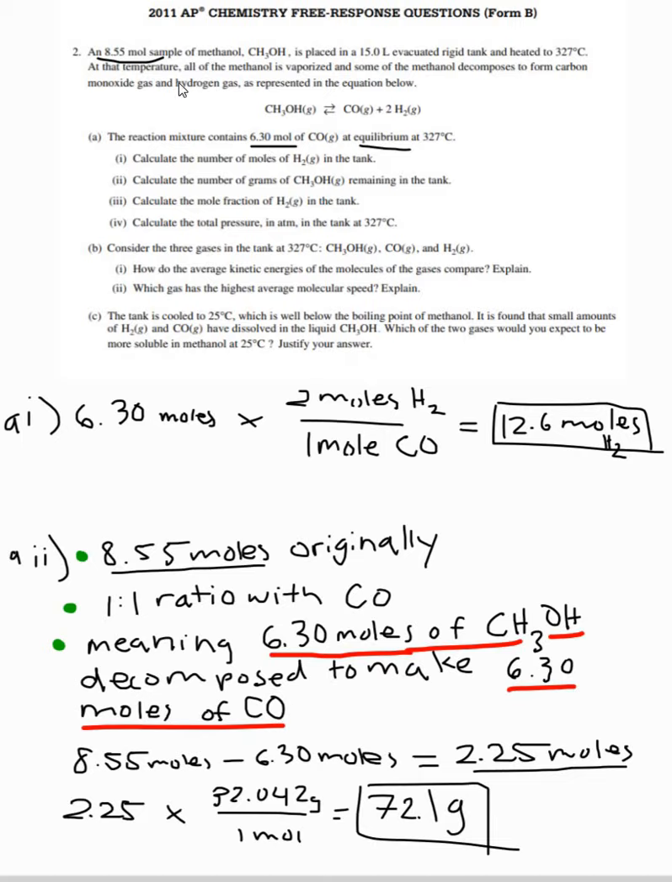So, knowing this, we originally had 8.55 moles, and I subtract how much decomposed, which is 6.30 moles, and we get how many moles are left in the container, which is 2.25 moles. Now, it's asking us to calculate the number of grams. So we multiply this by our molar mass, and we get 72.1 grams.